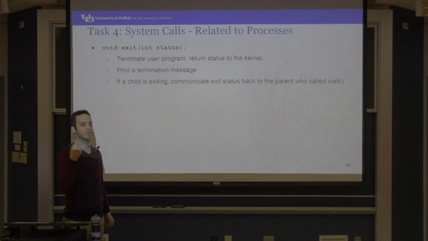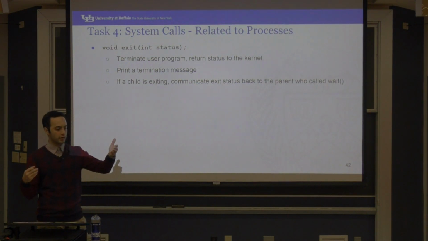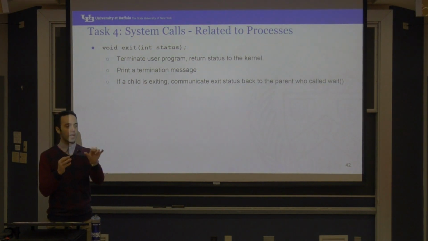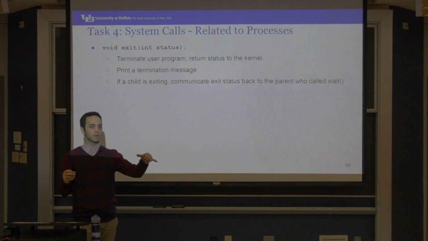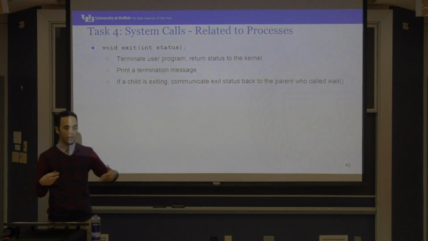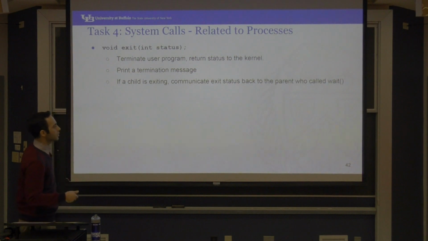So one of the things they look for is that upon termination of a process, you print out a specific type of message: the name of the user program and its exit status. Again, this communication between the child and parent should happen in exit and wait both. You have to share this information.